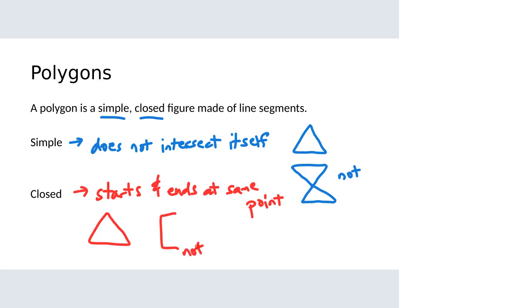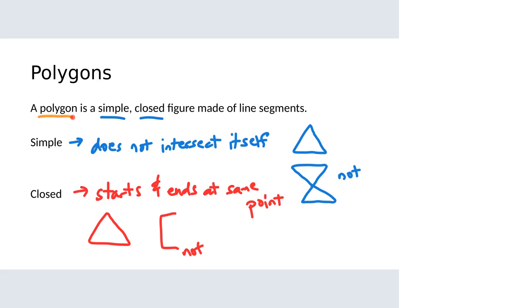Closed is very visual. You can kind of see it. When I look at this one, it's kind of open right here. Yes, it sure is. And that's a way that we can say that it is not closed, because it doesn't start and end at the same point. It doesn't close itself off. So simple means it does not intersect itself. Closed means it starts and ends at the same point.